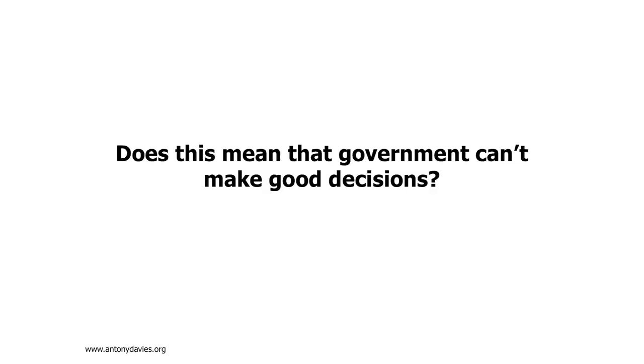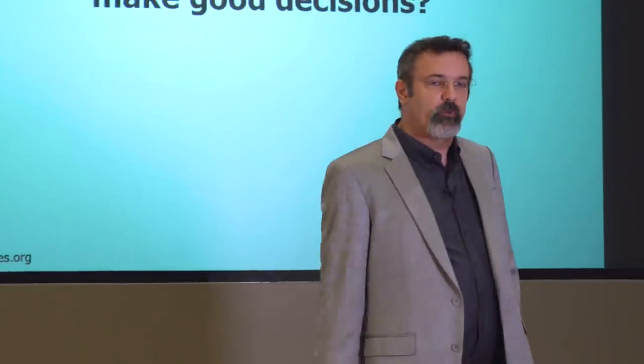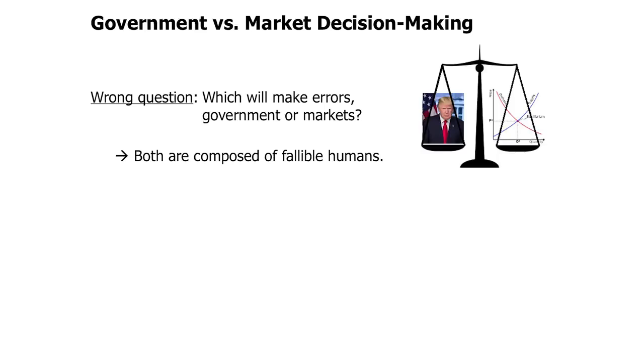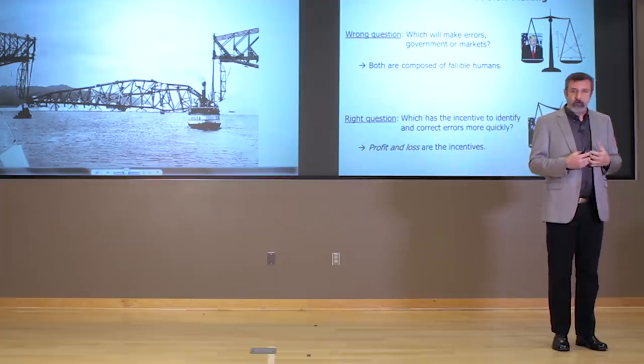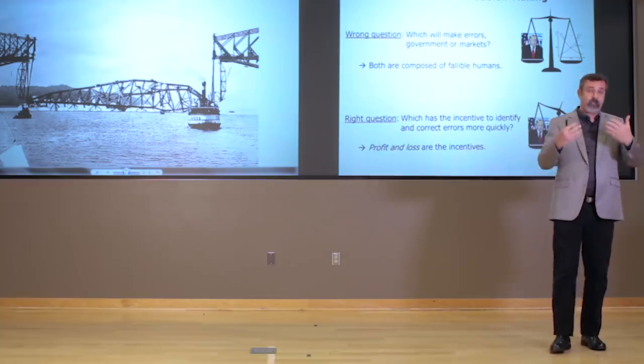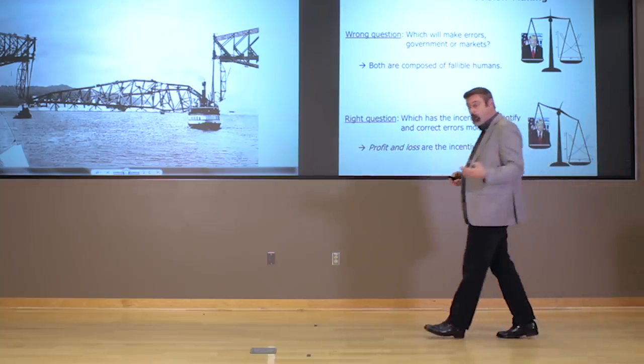Does this mean, ultimately, the government can't make good decisions? That, I believe, is the wrong question. The right question is because humans in both the private and the public sector are fallible, they will make errors. The right question is not who's going to avoid making errors, markets or government. The right question is when they do make errors, because they will, who has the greater incentive to identify and correct those errors? And economists will argue that often, perhaps all of the time, the answer is people in the private sector, because they must respond to profit and loss incentives because their customers can walk away.